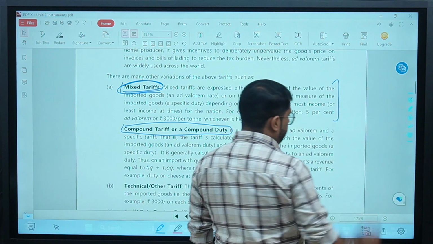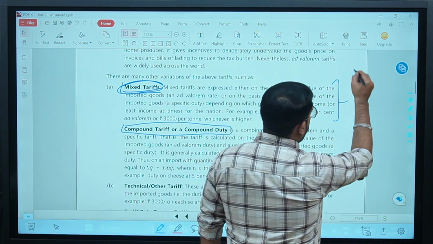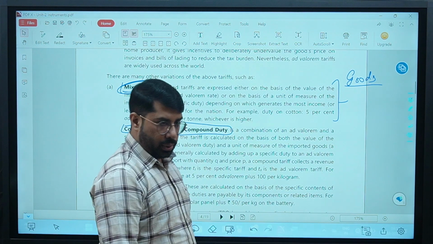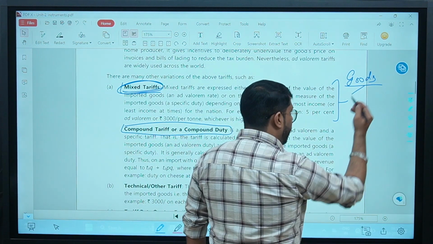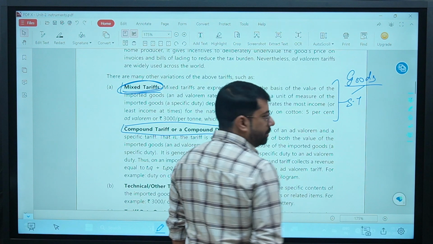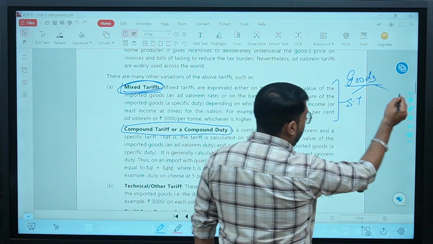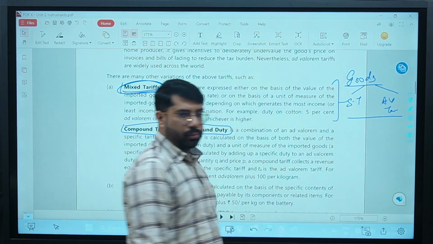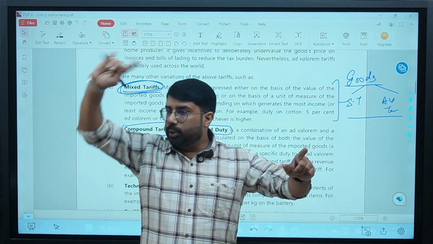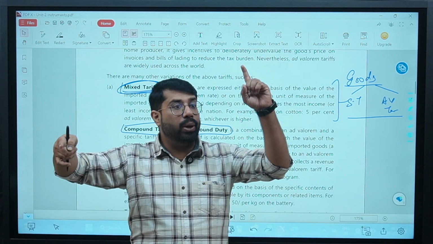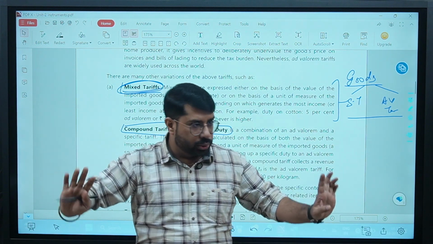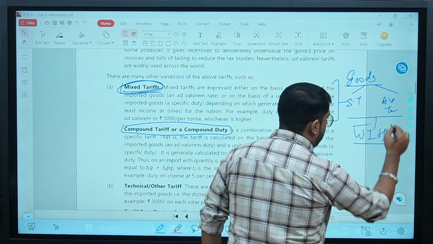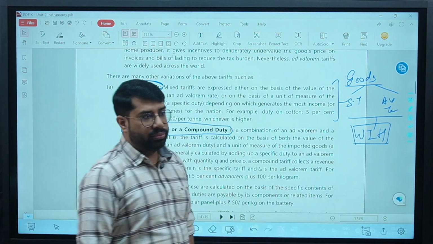Mixed tariff says that whatever goods I'm importing, pay attention please, I will calculate specific tariff on these goods. I will calculate ad valorem tariff also on these goods. Whichever is higher, you have to pay that much of tax.